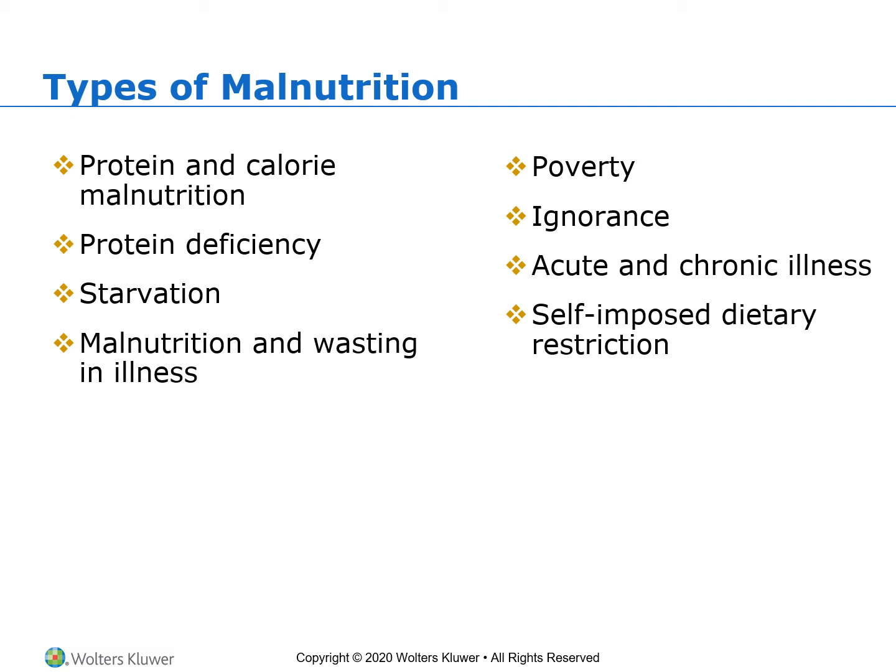So poverty, ignorance, as well as acute and chronic illnesses, and sometimes self-imposed dietary restrictions are some of the causes of malnutrition. Homeless people, older people, children, often in the poor socioeconomic conditions, have seen those detrimental effects of malnutrition. And so you'll see lack of protein, energy, vitamin, mineral, all these deficiencies, you see them there.